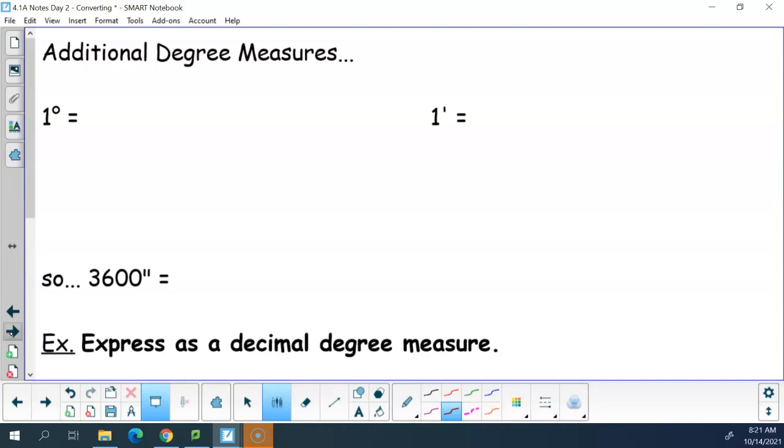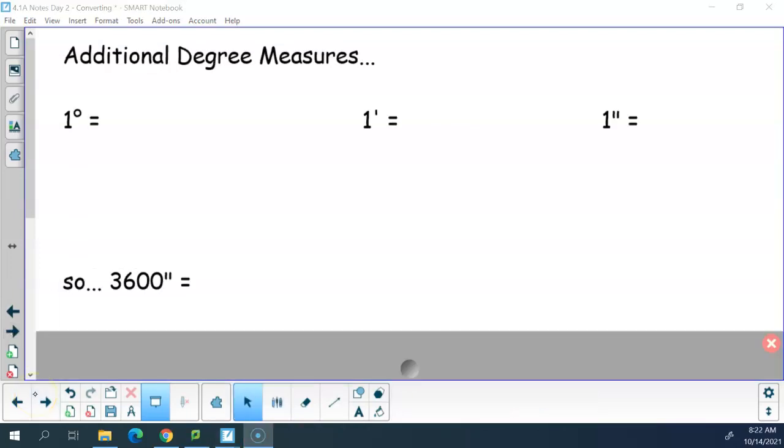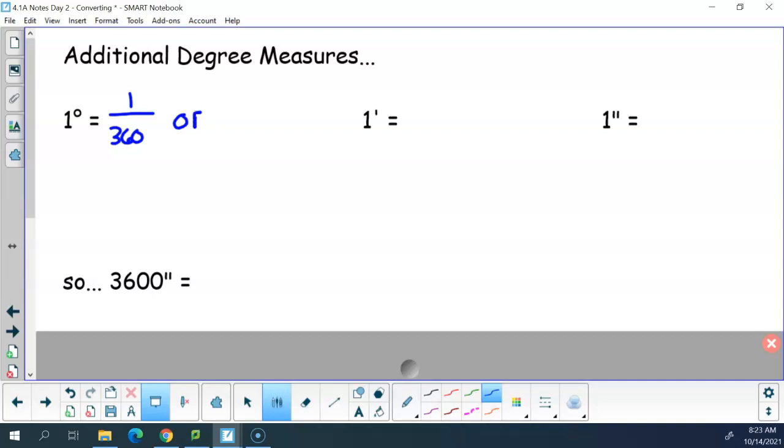So the extra part is, there we go. For some reason the extra one didn't transfer over when we redid this. So anyways, 1 degree is 1/360th of a circle. Because if it's 360 degrees all the way around, you slice your pizza into 360 different pieces, and 1 degree is one of those.